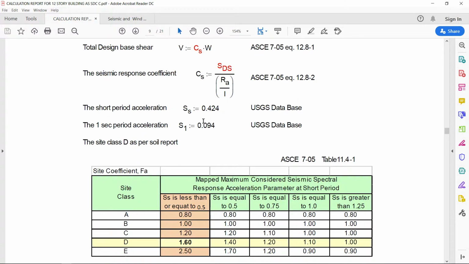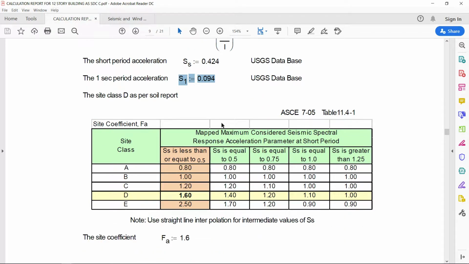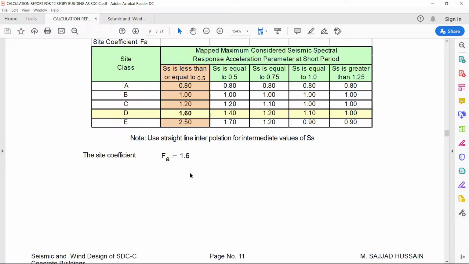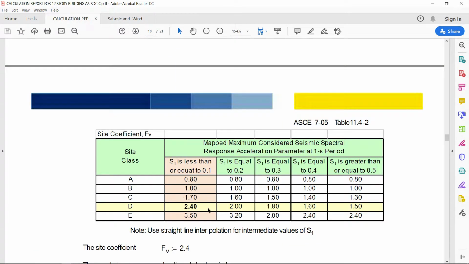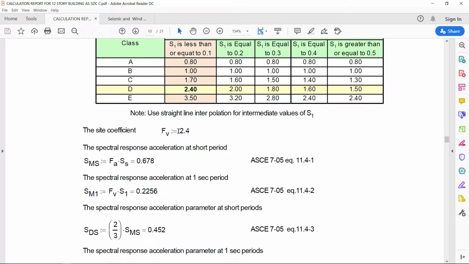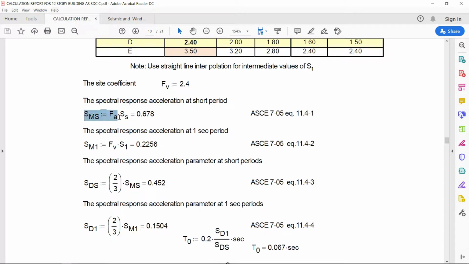A simple formula. SS value is given as 0.424, value of S1 is given as 0.094. So based on this, and the site class is D, based on ASCE 7-05 table 11.4.1, the value of FA is 1.60 and value of FV is 1.24. So I reproduced these tables over here for quick reference, and then I calculated as per the formula.